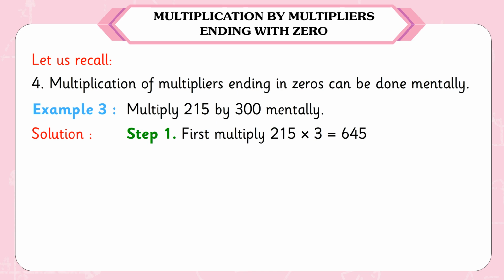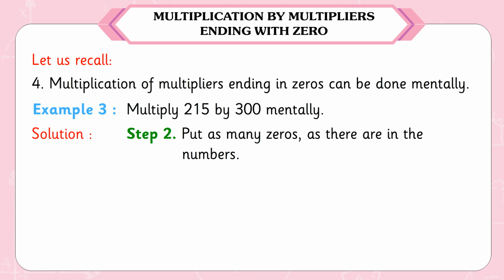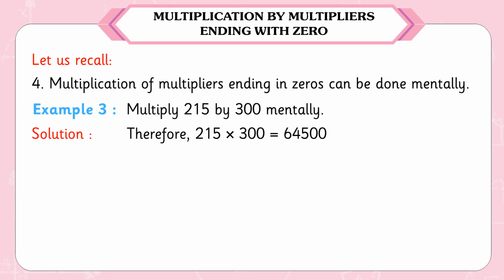Example 3. Multiply 215 by 300 mentally. Solution. Step 1. First, multiply 215 into 3 is equal to 645. Step 2. Put as many zeros as there are in the numbers. Therefore, 215 into 300 is equal to 64,500.